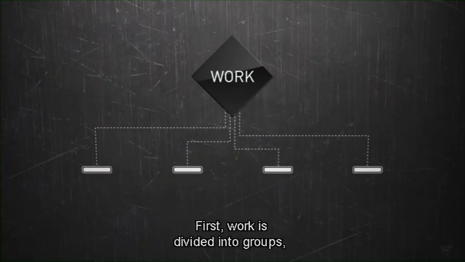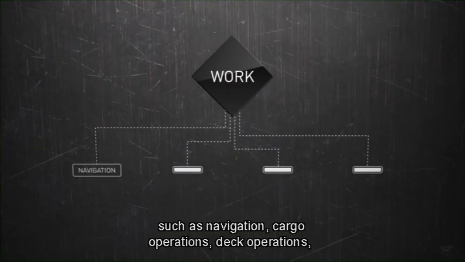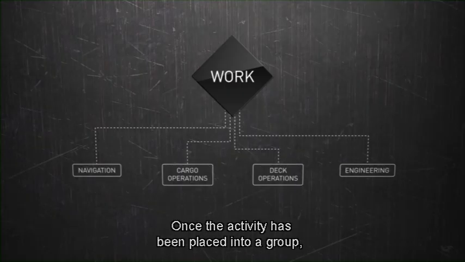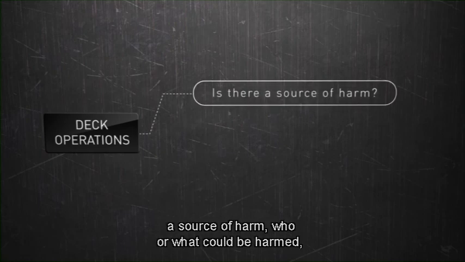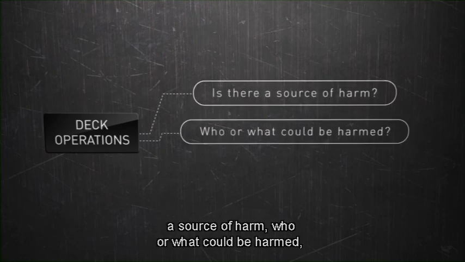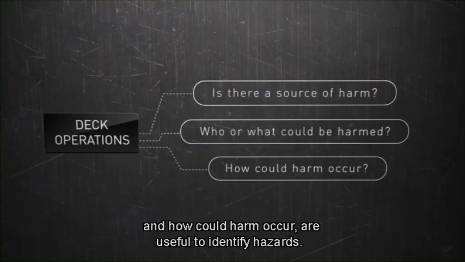First, work is divided into groups such as navigation, cargo operations, deck operations, and engineering. Once the activity has been placed into a group, our next step is to identify all potential hazards. The following 3 questions are useful to identify hazards: is there a source of harm? Who or what could be harmed? And how could harm occur?